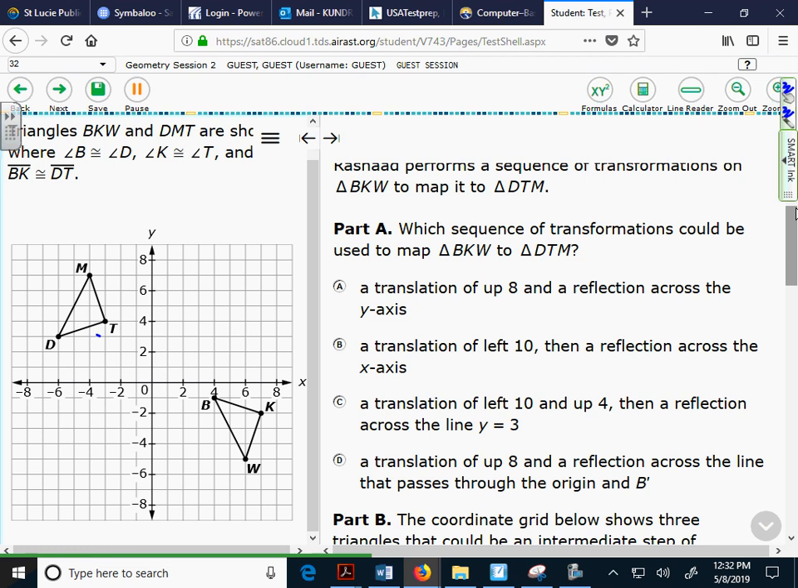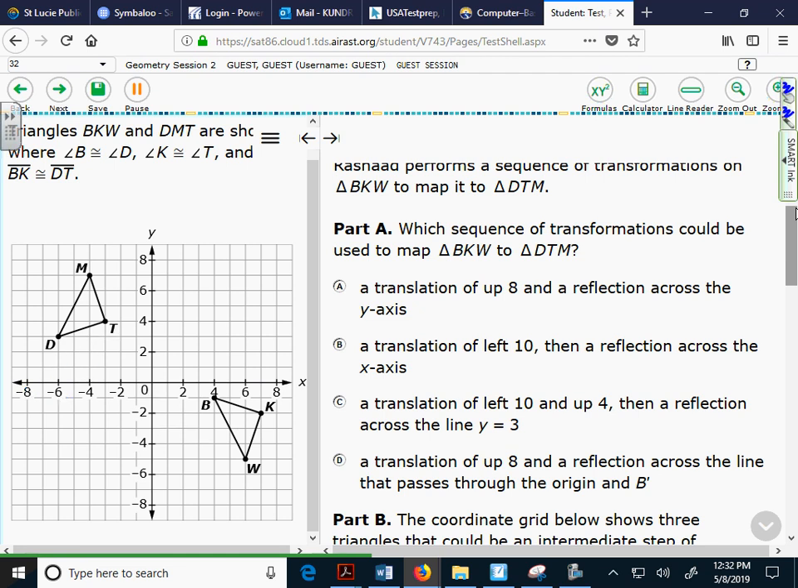All right, for option B, it says a translation of left 10. So this is going to be 4, and then -6. So this right here would be B prime. And then a reflection across the x-axis, so this guy would end up here. Can I stop? Yeah, that's not going to work.